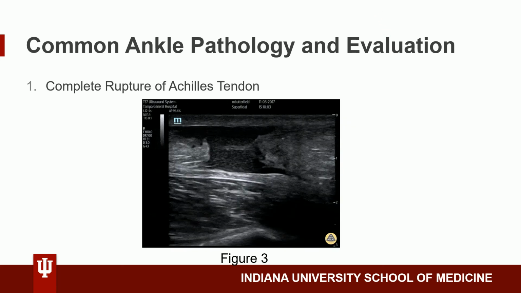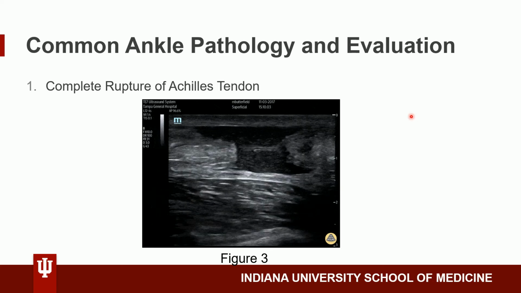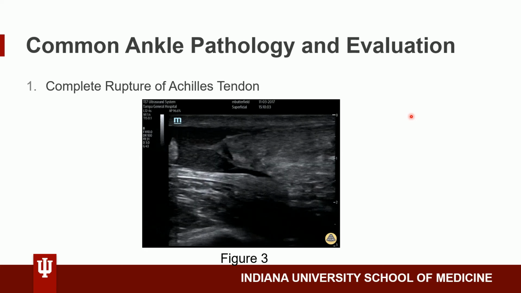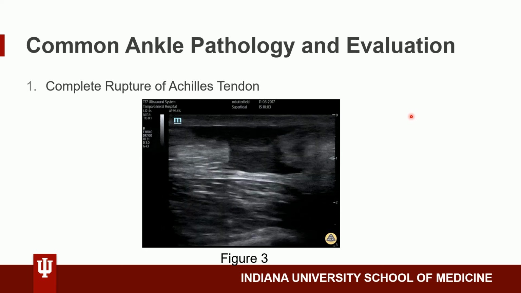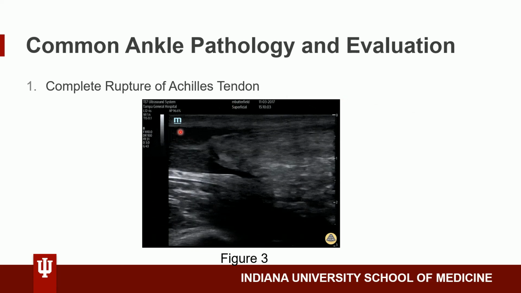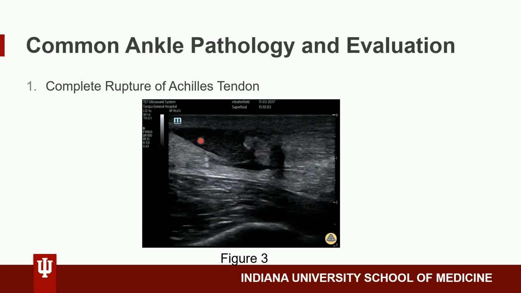With this video, we visualize complete rupture of the Achilles tendon. This can occur with forceful contraction of the calf muscle that becomes too great for the tendon to support, commonly seen in stop-and-go sports such as tennis or basketball. In the image, we see two tendon stumps with marked fluid collection in between the space.